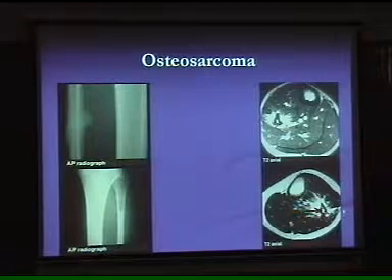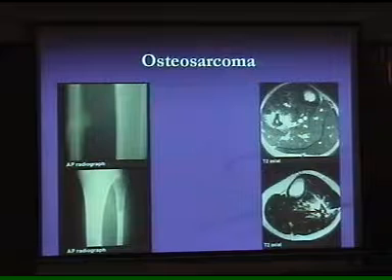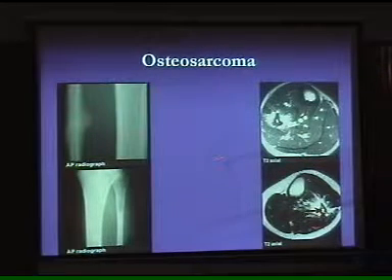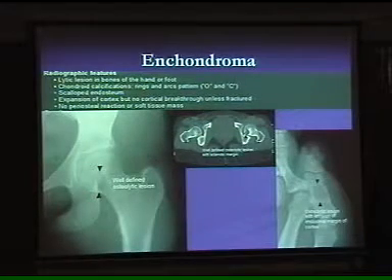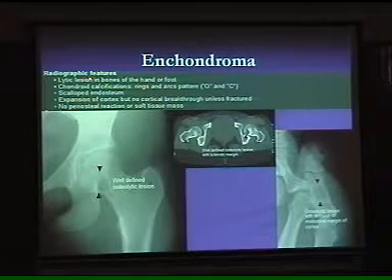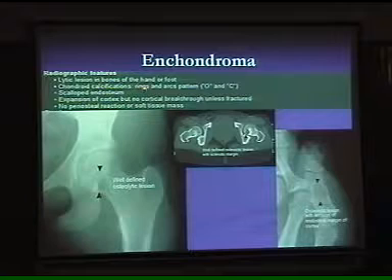The basic purpose of this MRI is to know the compartments, how many compartments are involved, and the aggressive nature, because the surgeon will need to know which compartment he is going to enter and how much surgery he needs. Similarly, I'll show you enchondroma over here. Radiographic features: lytic lesion. Basically, they're all lytic lesions in the bones of the hand or the feet. Chondroid calcification, rings and arcs.